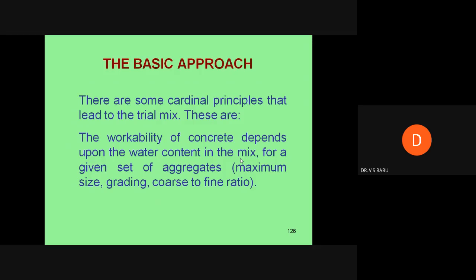That means maximum size of aggregate, what size of the aggregate should I use, and what is the grading? That means can I use gap grading, well graded, like that. Next, coarse to fine. Normally the coarse to fine ratio is 60 to 40. Suppose you need 1000 kg of aggregate. Normally 600 kg has to be taken by the coarse aggregate, and 400 kg by fine aggregate. That is just a thumb rule, based only on my experience. Normally this range is taken, but it may be slightly varied.